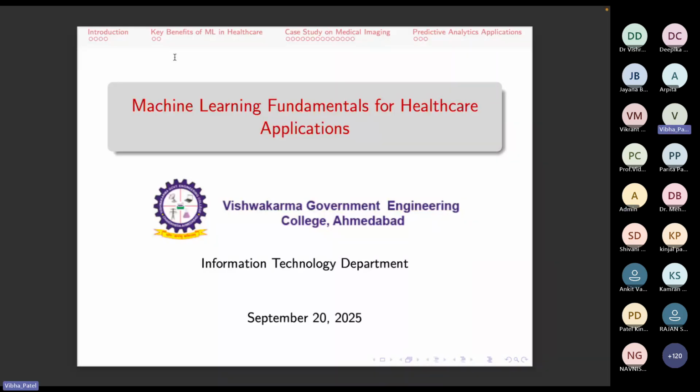Okay, so I'll be talking on machine learning fundamentals for healthcare application. I guess throughout the week, everyone would have heard of this application. So I'll be talking about fundamental concepts, and I'll show the actual application of machine learning on a few problems as a case study. But before proceeding with those applications, first of all, we'll try to understand what machine learning is and why and where we can use machine learning in healthcare.